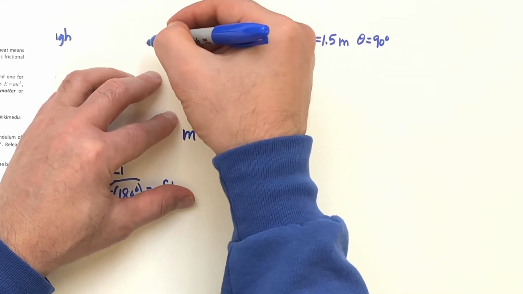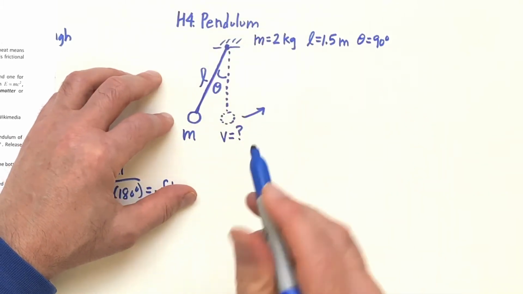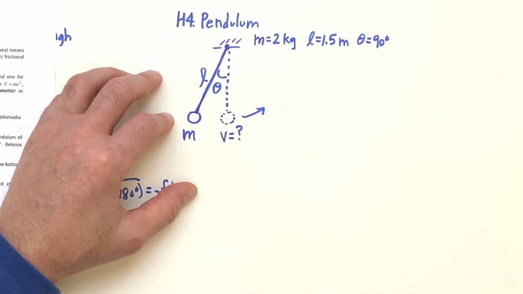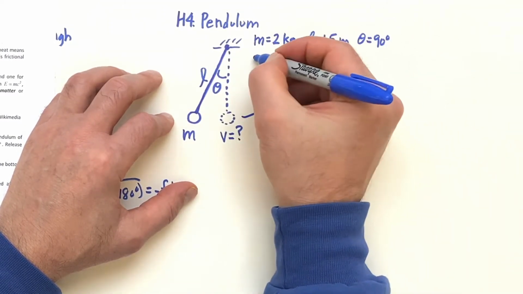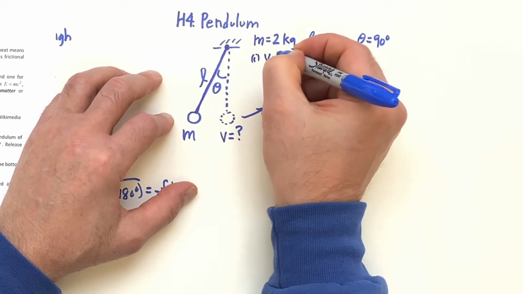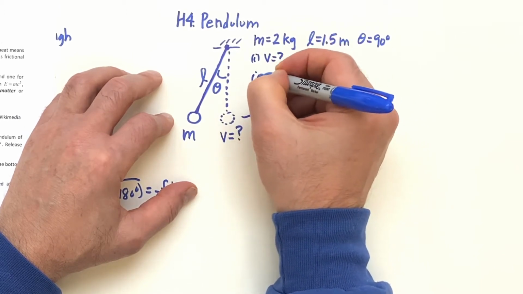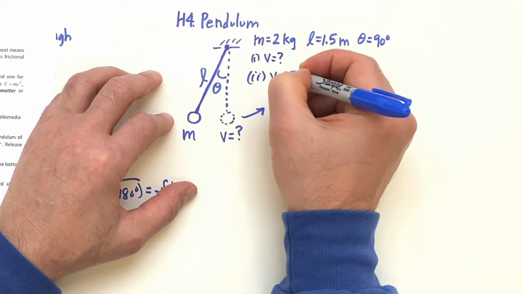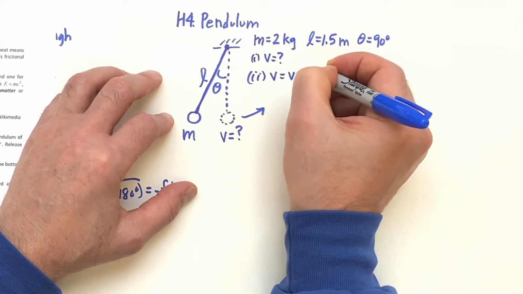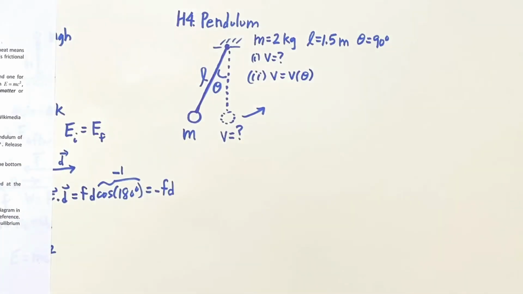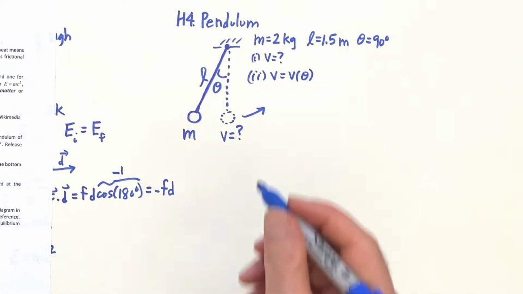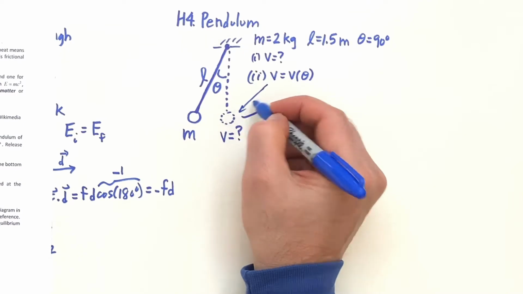Start it up here and let it go and it comes down. And then for the second problem, let's say this is question 1: what is the velocity at the bottom? And then question 2 is, what is the formula in terms of the angle, depending on the angle, that the velocity would be at the bottom here.